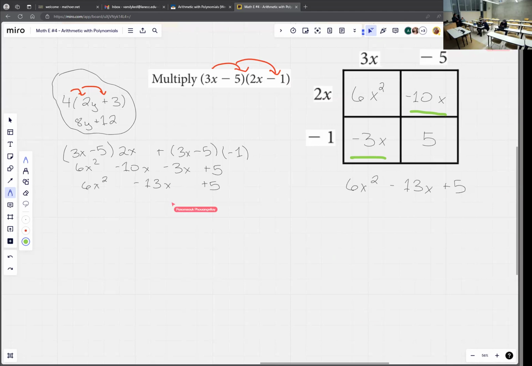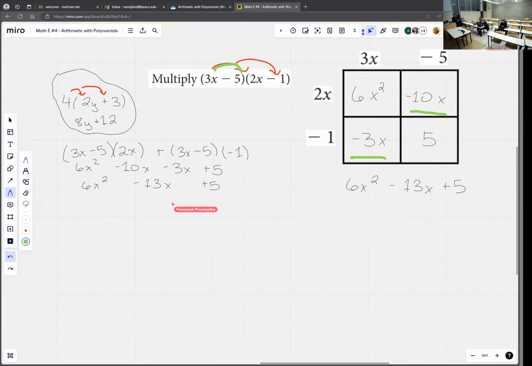It's fair. It was like parentheses 3x minus 5, and then 2x is out, plus 3x minus 5, parentheses minus 1. Yeah, maybe if I put parentheses there to make it more symmetrical, it would be happier. I'm taking the 3x minus 5, and first putting it with the 2x, that's here, and then I'm putting it with the minus 1, that's there.